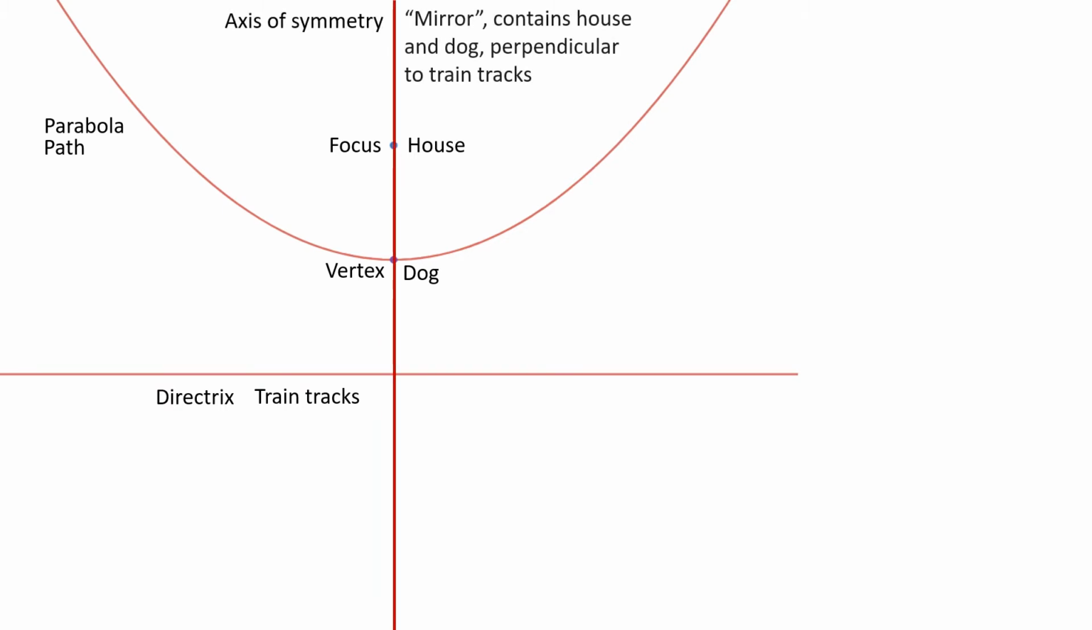And then if we draw a vertical line that goes through the house and where the dog started, also known as the focus and the vertex, that's our axis of symmetry. That's the mirror. A parabola makes a mirror reflection of itself when we cut it in half like this.